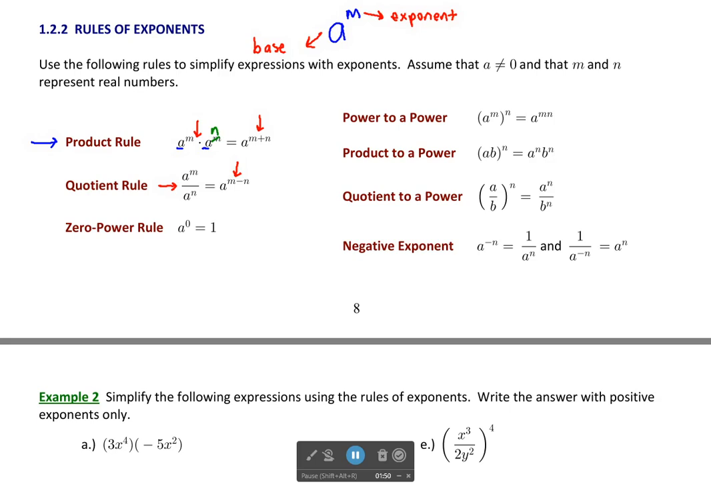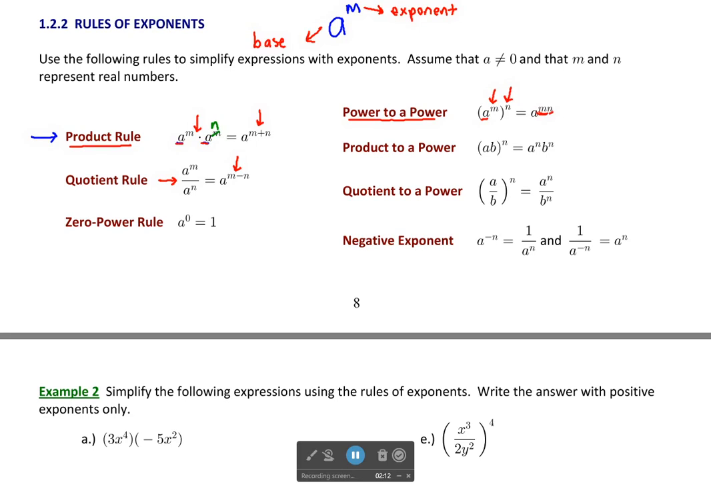Next, we have the rule called power to a power. Notice how this one is different from the product rule. In the product rule, you have two separate bases. In the power rule, I have a single base raised to another and then successively raised to another power. So when raising a power to a power, we multiply the powers, whereas when multiplying like bases, we add the powers or add the exponents.